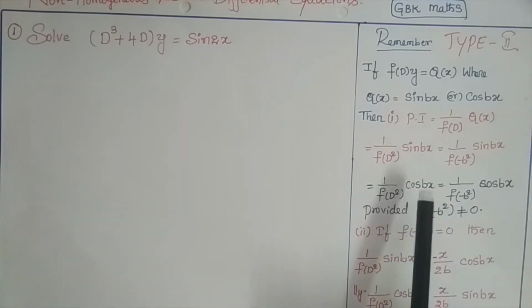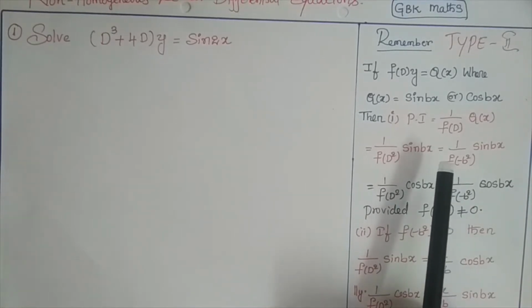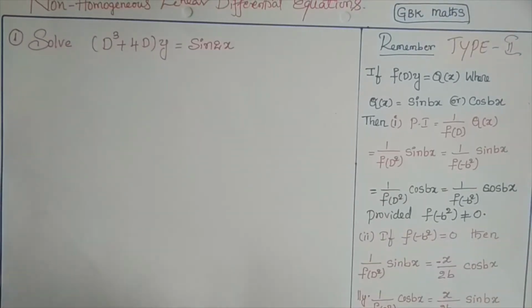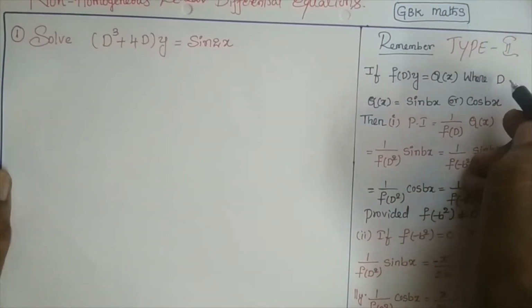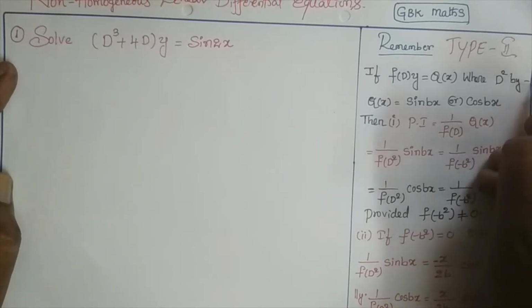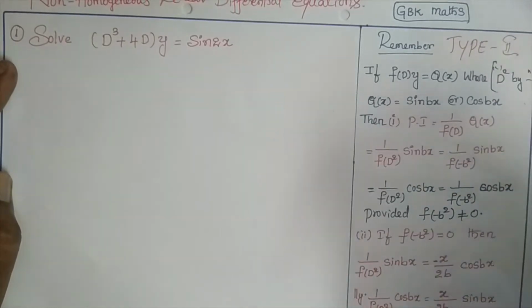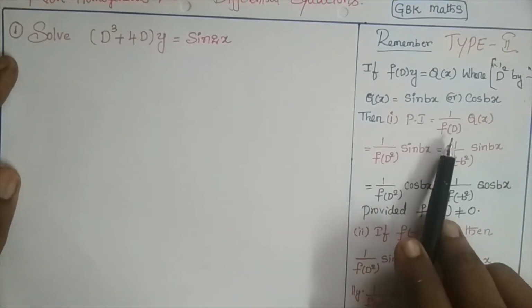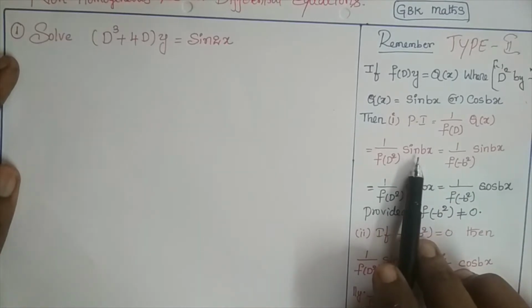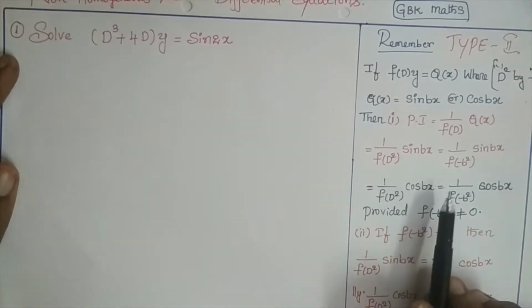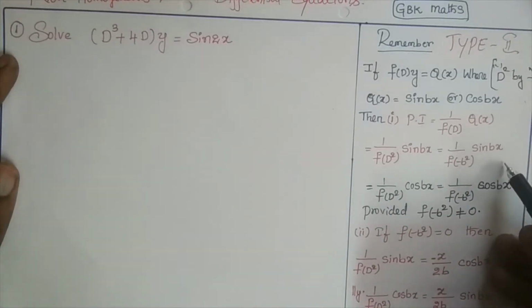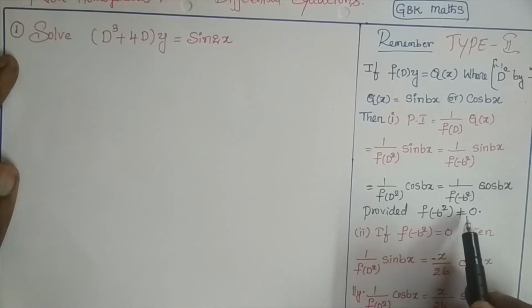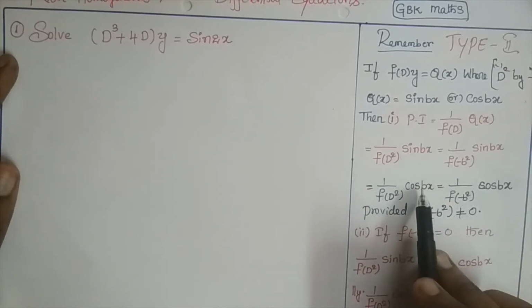Case 1 is the replacement: here D square by minus b square. This is the replacement. So the particular integral formula is 1 by f of D into Q of x. Here we replace Q of x by sin bx, then again we replace D square by minus b square. So this is the final answer, provided f of minus b square is not equal to 0. Similarly cos bx also.